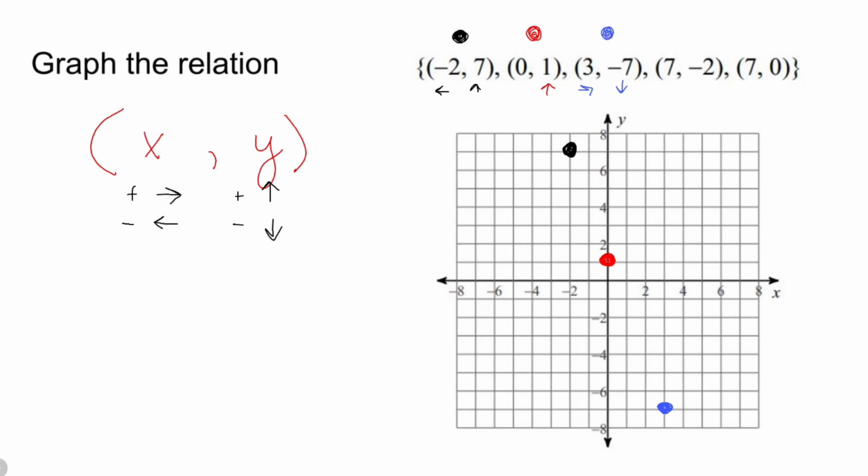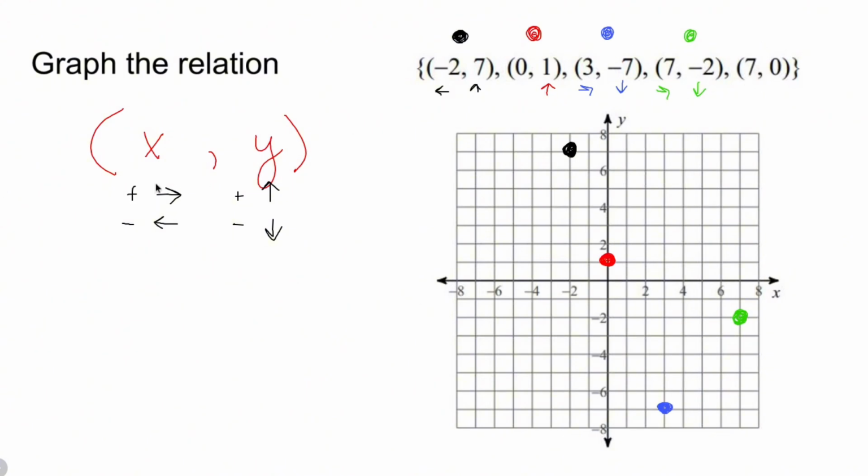Okay? Now I have 7, -2. Positive 7 means I go right 7. -2 means I go down 2. So start at 0, 0, 1, 2, 3, 4, 5, 6, 7, down 1, 2, and there's my green point, which is 7, -2.